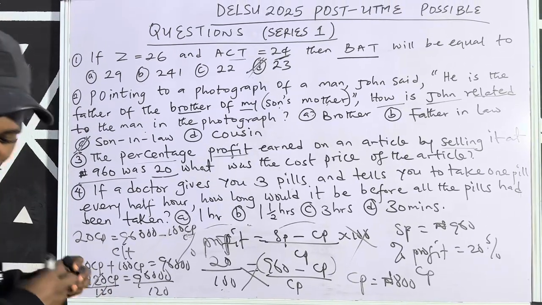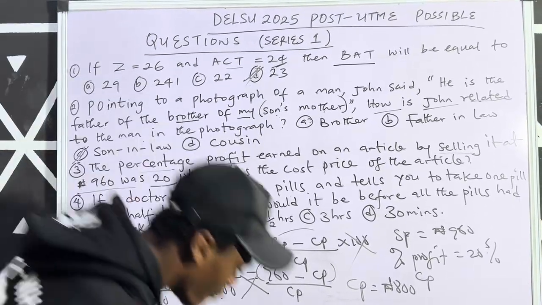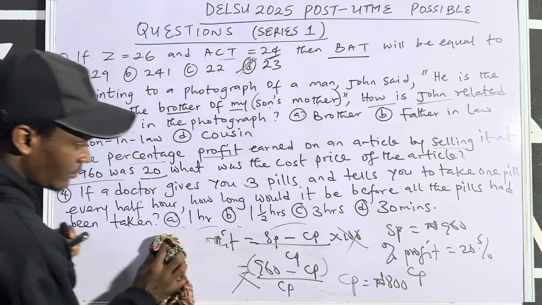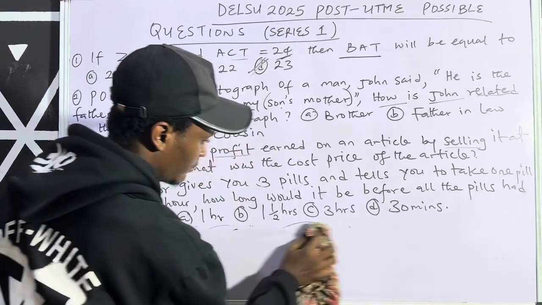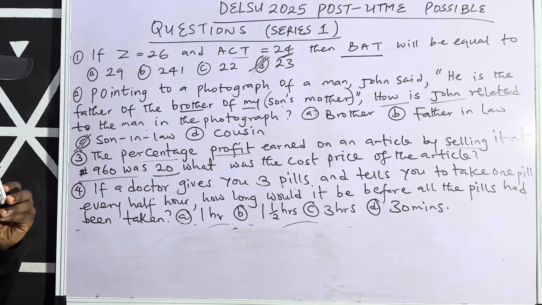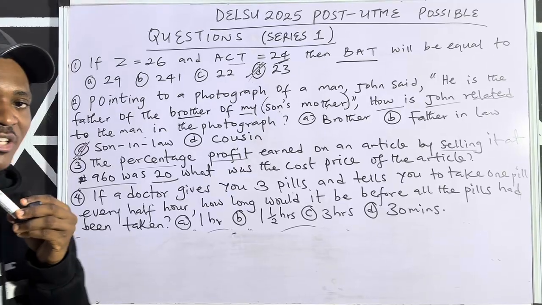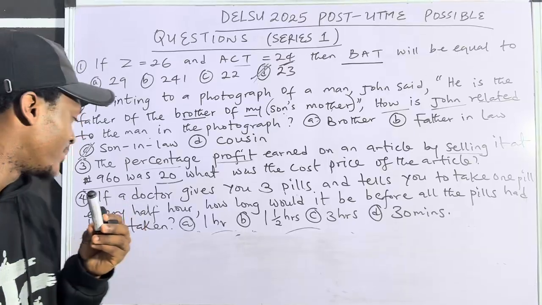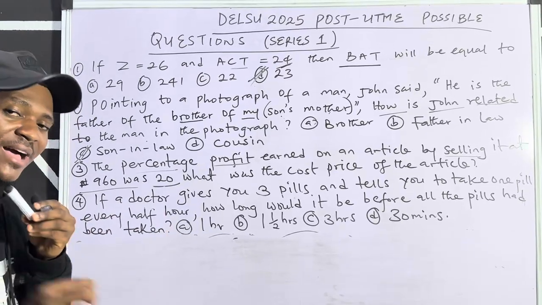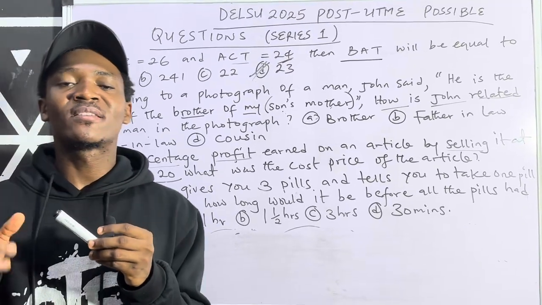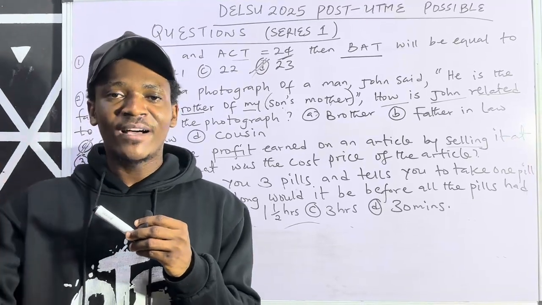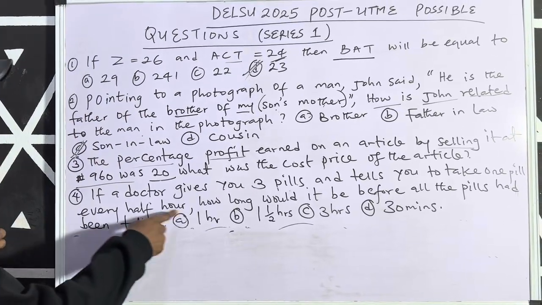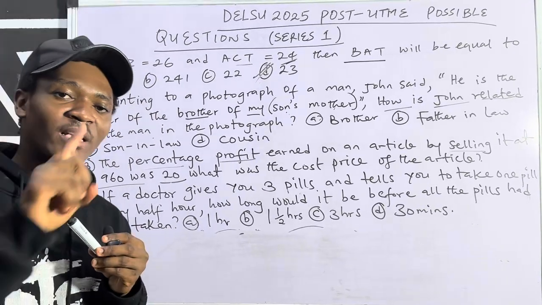All right, so let's see the next question. Question 4. In question 4, if a doctor gives you 3 pills, that's still a logical question too. If a doctor gives you 3 pills and tells you to take 1 pill every half hour, by half hour simply means every 30 minutes, because 60 minutes make an hour. So half of an hour should be what? Half of 60 minutes being what? 30 minutes. You understand? So every half hour, meaning every 30 minutes, you should be taking 1 pill.